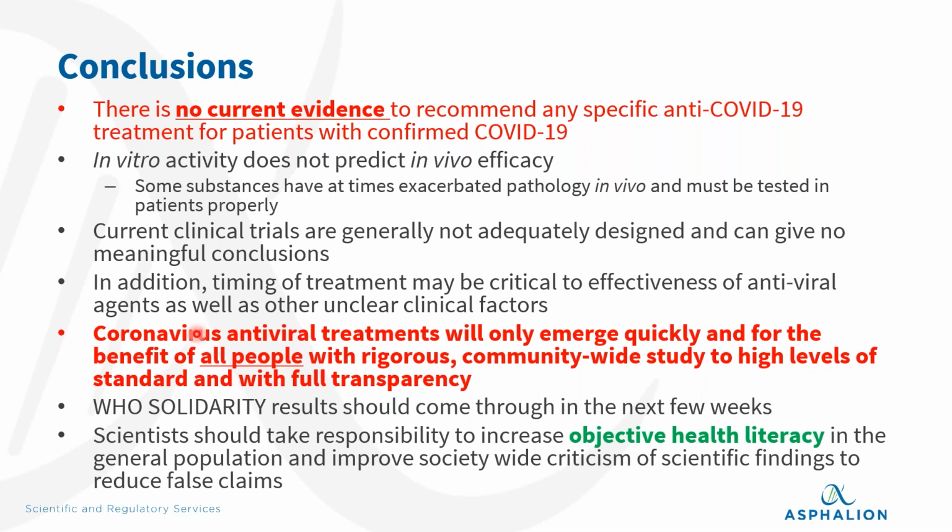So what we need to have here is basically, if any of these compounds are to emerge, and to emerge quickly and for the benefit of all people and not just for some people, for example, or some populations or some countries, what we need to have is a really rigorous community-wide study with high levels of standards and full transparency. So this is basically the WHO Solidarity Trial. We don't need some renegade scientists doing some random studies and then trying to sell and make a career out of making these antiviral treatments. We need some rational response here and some scientific objectivity.